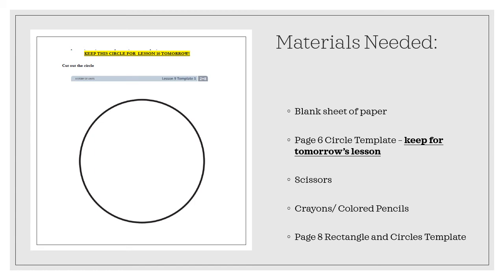These are the materials that you will need for today's lesson. Please find one sheet of paper, a blank sheet of paper. You will need page 6, the circle template in your packet, and you will need to keep this circle for tomorrow's lesson. Scissors, at least one crayon to color with or a colored pencil, and page 8 in your packet that has the shaded in rectangles and circles.